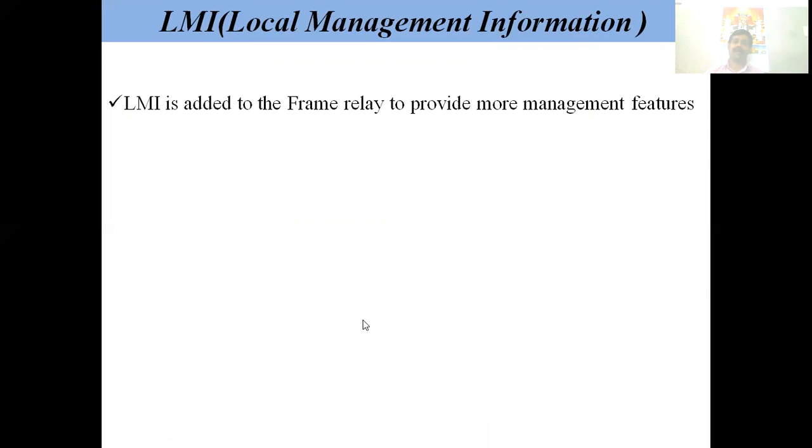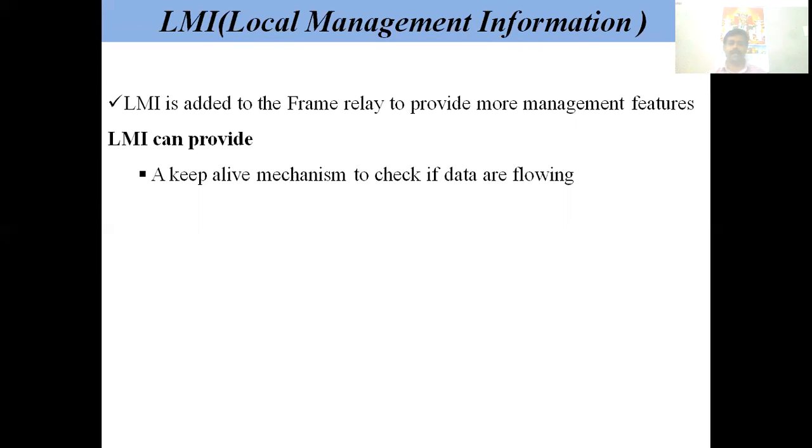Next one is local management information. This local management information is added to frame relay to provide more management facilities or features. In order to add more management facilities, we are adding this new facility to frame relay. This local management information provides a keep-alive mechanism to check whether data are flowing or not.